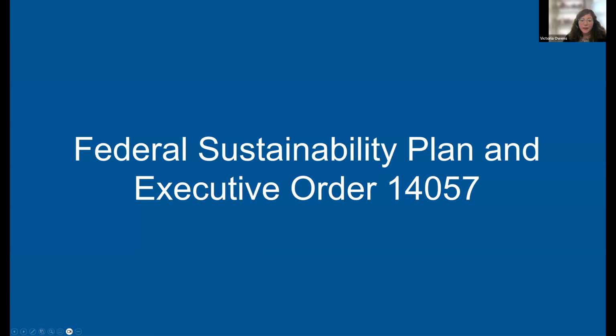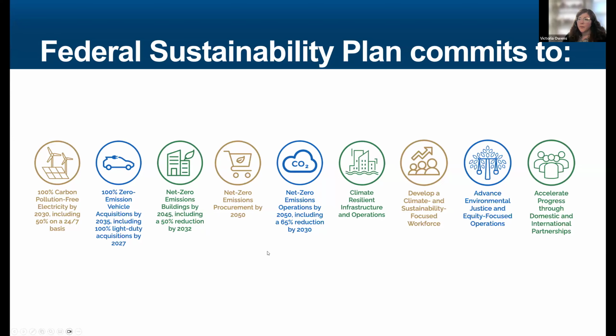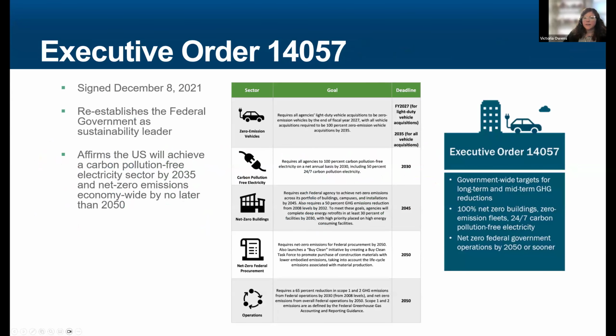So now I want to jump into the Federal Sustainability Plan and Executive Order 14057, which I mentioned earlier. So this 14057 was an executive order signed in 2021 that's meant to reestablish the federal government as a leader in sustainability, affirm carbon pollution free electricity sector, and net zero emissions economy wide targets by 2035 and 2050, respectively. Laying out here some of the sectors and goals covered by the executive order.